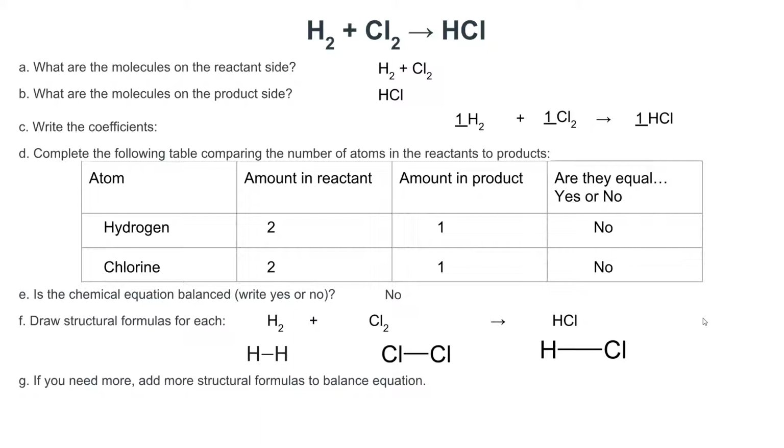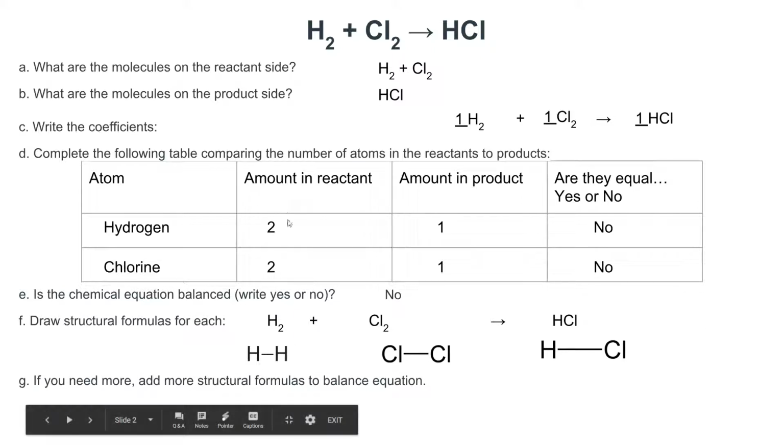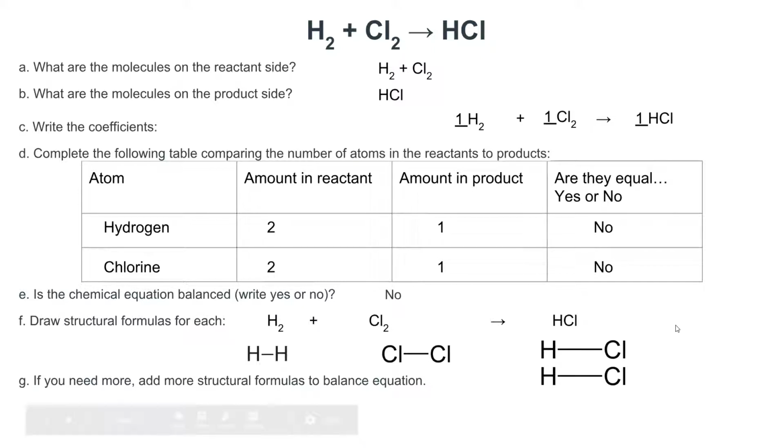Letter G. If you need more, add more structural formulas to balance the equation. We identify there's 2 hydrogens on the left, 2 chlorine on the left. So if I just add another structural formula of HCl on the right side, I will then have the total of 2 hydrogen on the right side and 2 Cl's on the right side of the arrow. Therefore, it will be balanced.